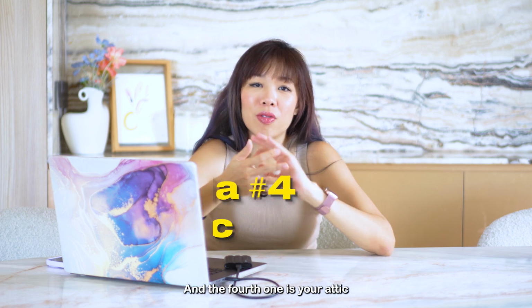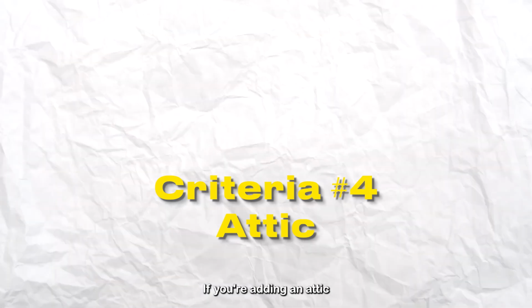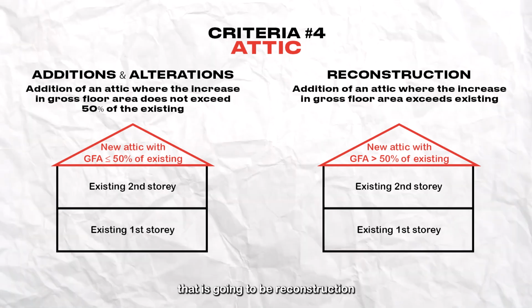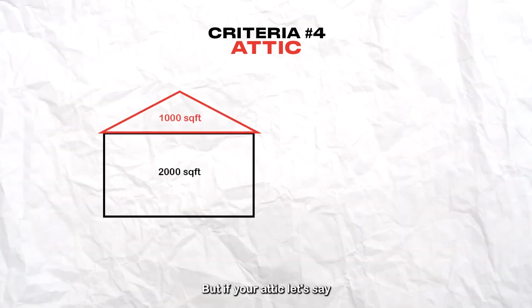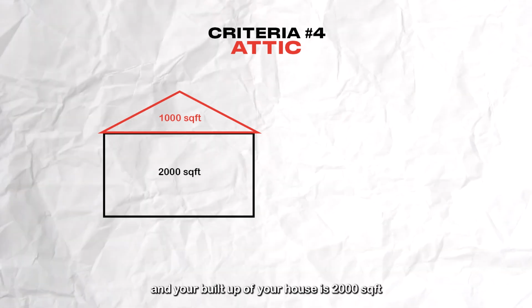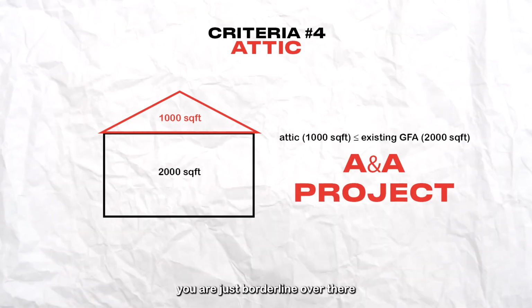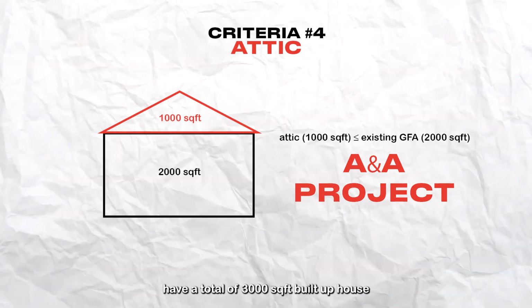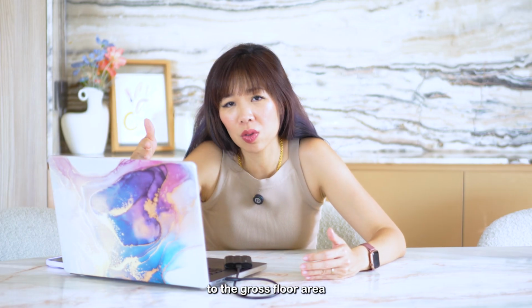Three more factors, and the fourth one is your attic. If you're adding an attic that has more than 50% GFA of the rest of your house, that is going to be reconstruction, right? But if your attic, let's say, is only 1,000 square feet and your built up of your house is 2,000 square feet, you are just borderline over there, where you can now have a total of a 3,000 square feet built up house. Attic is very similar to the gross floor area, but it's specifically to do with the attic itself.